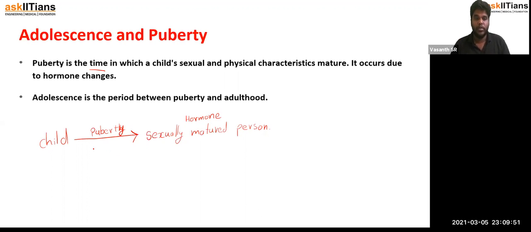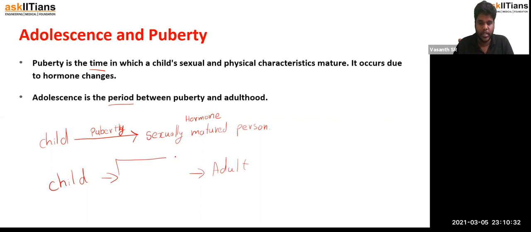Now, the most important part, adolescence. Adolescence is a time frame, a period between puberty and adulthood. It is the transition of a person from a child to an adult. So it actually falls between child and adult.